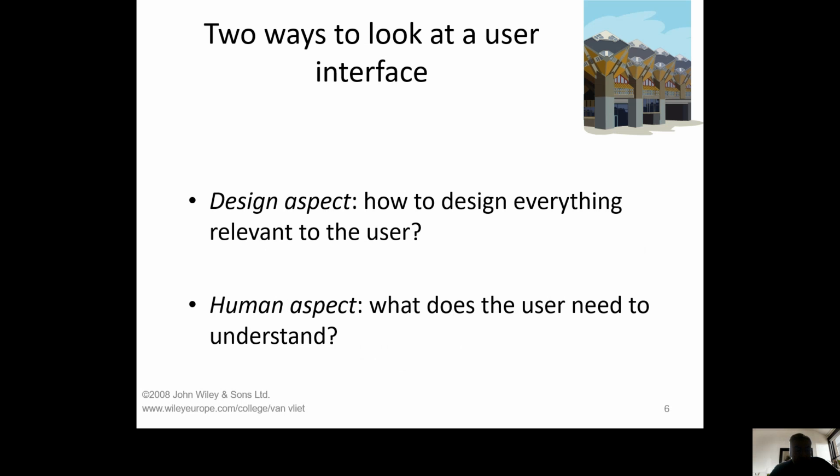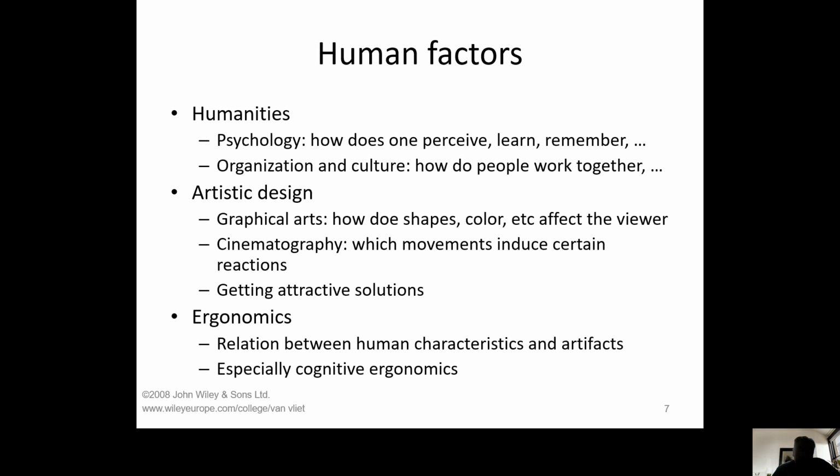Okay. So there are two ways to look at a user interface. One is from a design perspective. One is from a human perspective or aspect. From a design perspective, it's how to design everything relevant to the user, of course, what you put in the system. From the human aspect, it's what the user needs to understand. So that's the basic difference between them.